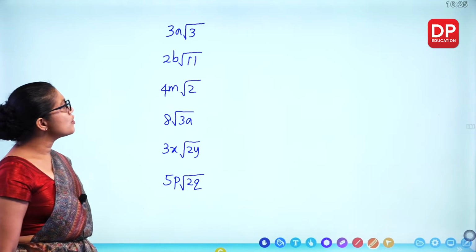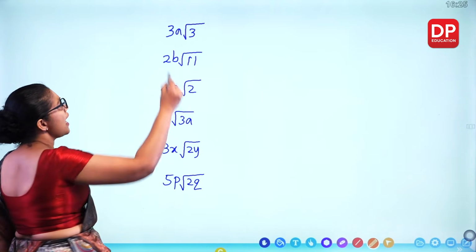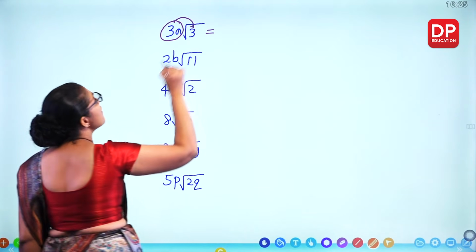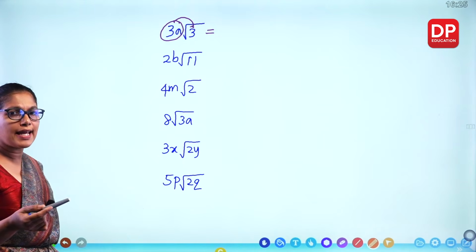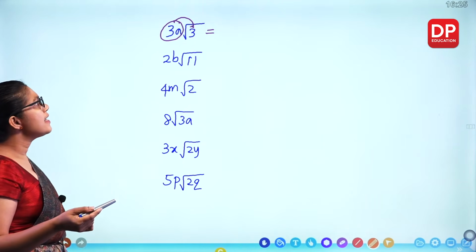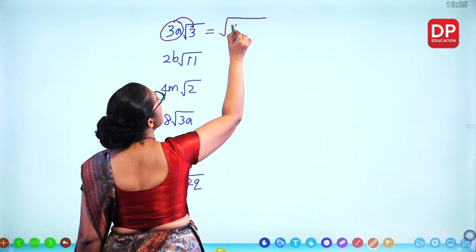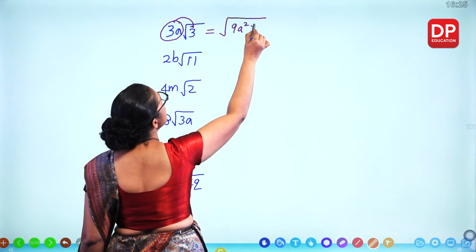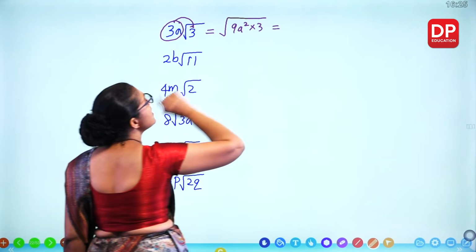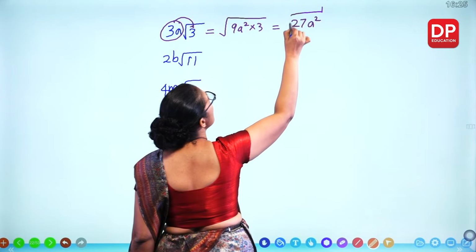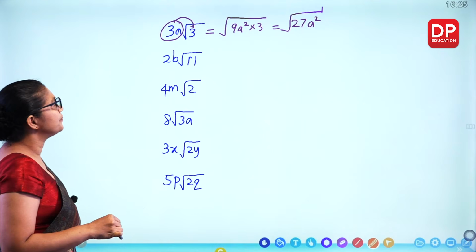Now we'll take algebraic expressions. So you have to take this whole thing inside. So how can I write? 3a times 3a. 3a squared is 9a squared. So I can write inside 9a squared into 3. So 9 times 3, 27, a squared, and this is square root value.